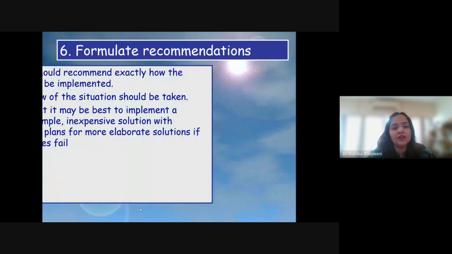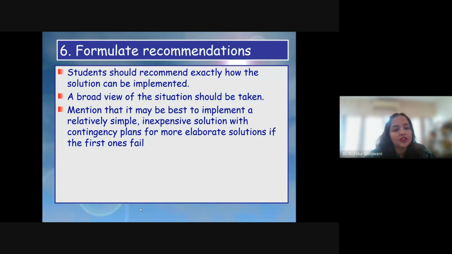Coming to the sixth part, formulate the recommendation. Almost, yeah, we are at the final step. After that, we need to look at the errors. Here, the most appropriate solution: there could be three problems. For each problem, they have come up with two solutions, and out of those two, one can be the best one or both can be the best one.